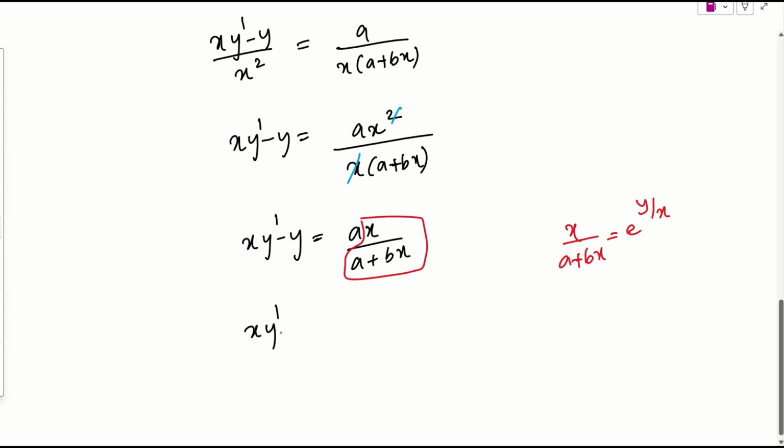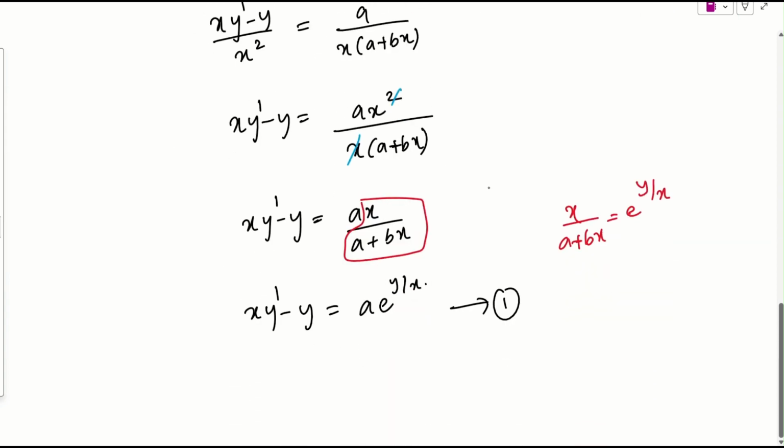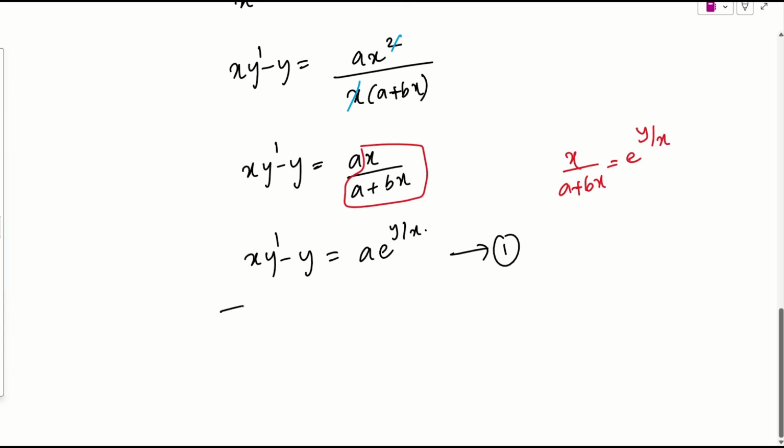So x y dash minus y is equals to a into e power y by x. Any doubts in this? Simply take it as equation number 1. If you look into the question, they are asking us to find the y double dash. Double dash means we have to do one more differentiation for that. We have a e power y by x, so we don't want anything in the power. To get rid of that, again we have to take a log on both the sides. Agree? Take log on both sides.